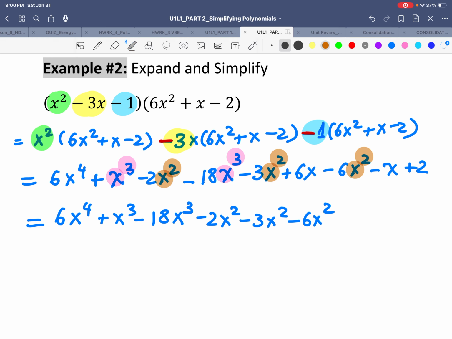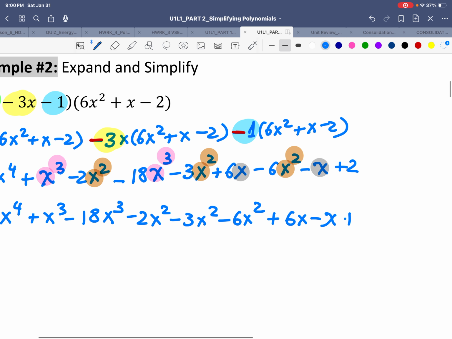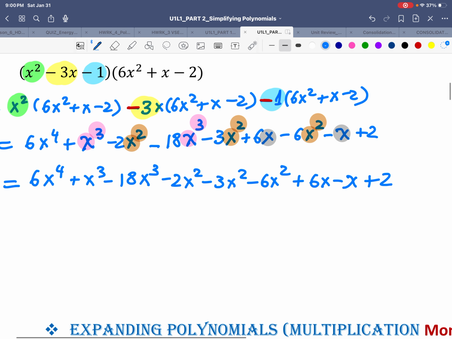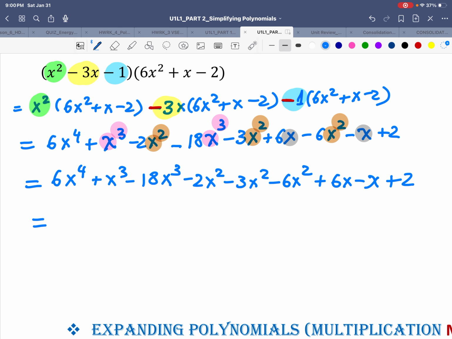And then we got the x terms. So we have 2 of them, plus 6x minus x. And lastly, we have the constant term, which is plus 2. And now we are ready to finish this. So remember that for the x cubed terms, we just work out the coefficients. 1 minus 18, negative 17, x to the power of 3. So nothing happens to the powers, okay?